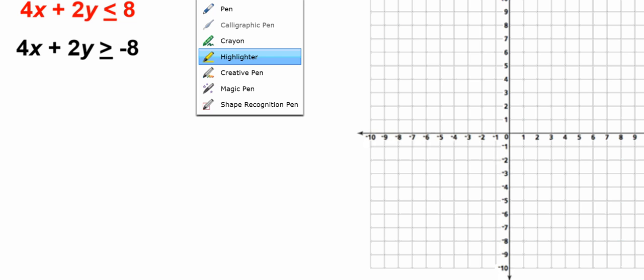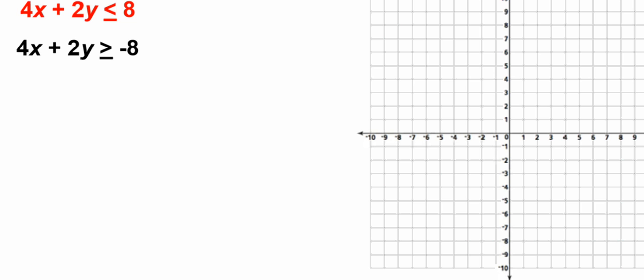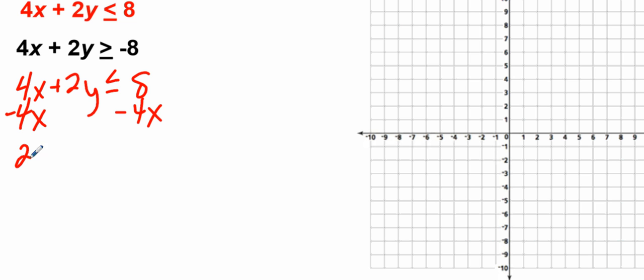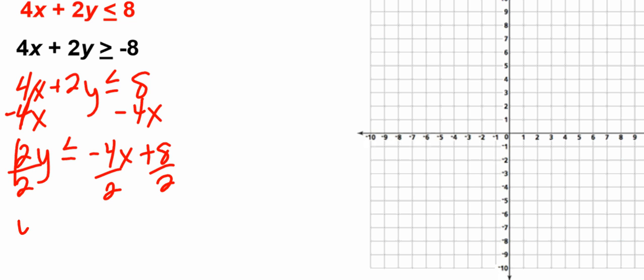Now that you worked it out yourselves, let's just take a look. I'm going to solve for y. 4x plus 2y is less than or equal to 8. Subtract the 4x from both sides. So I have 2y is less than or equal to negative 4x plus 8. Divide both sides by 2. Y is less than or equal to negative 2x plus 4.